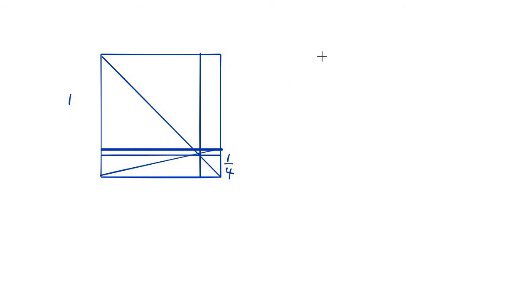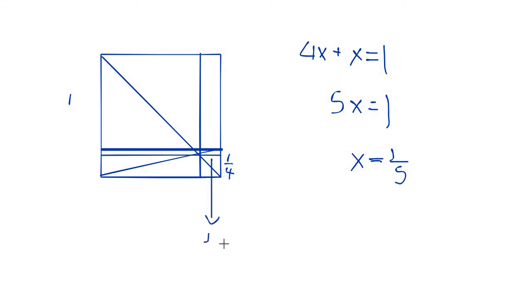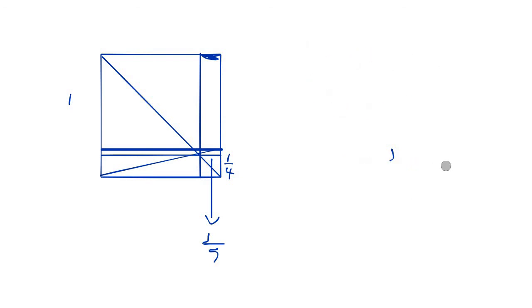So let's do 4x plus x equals 1. And we get that 5x is 1, and therefore x has to be 1/5. And from that, we are done, because we see that since this is x, then this has to be 1/5. And the same applies for this guy right here, which means that this whole thing is just 1/5, and we're done.